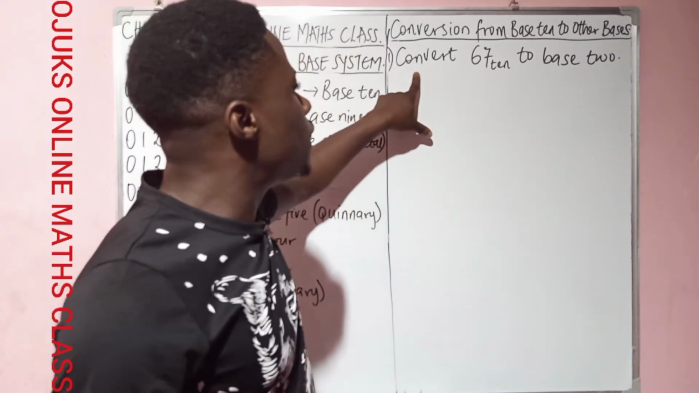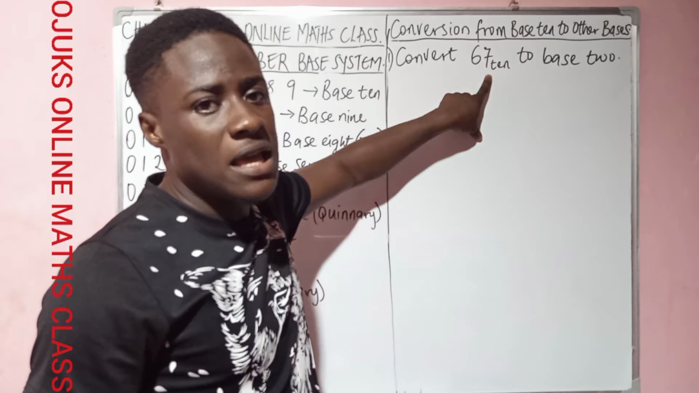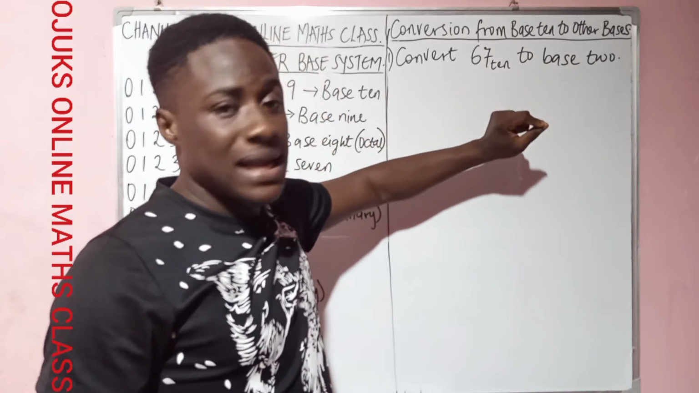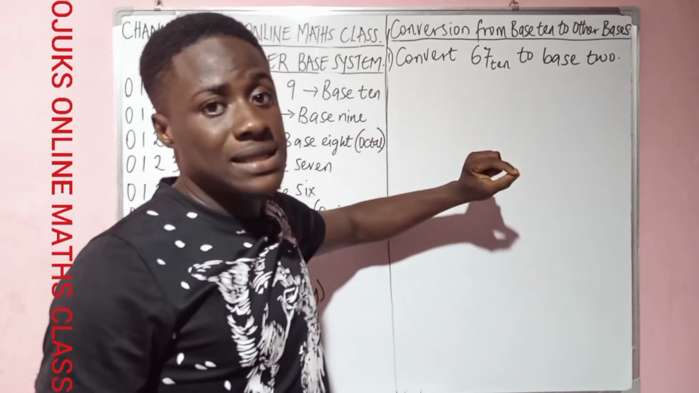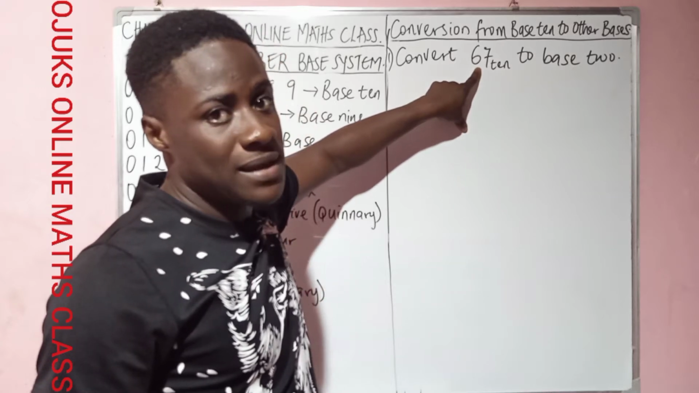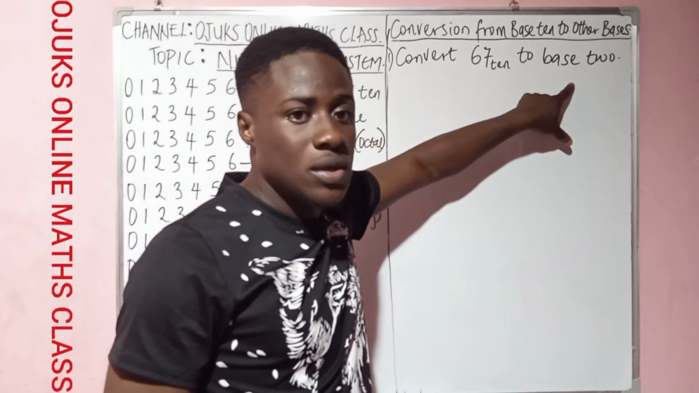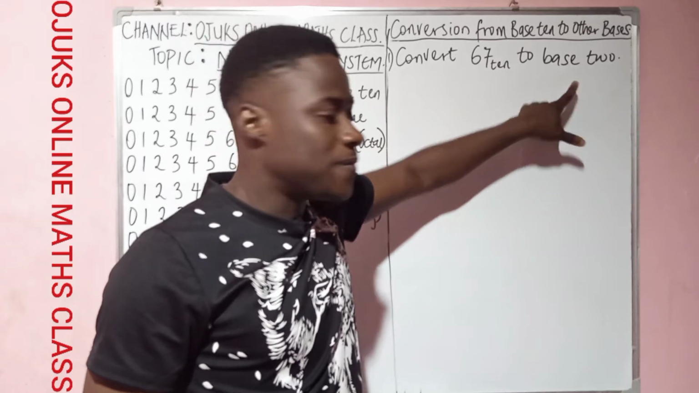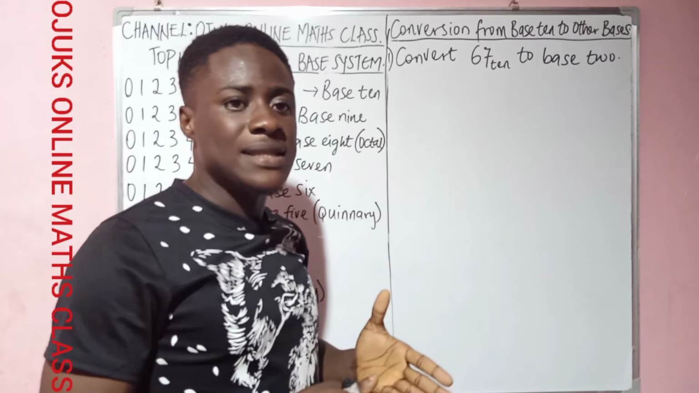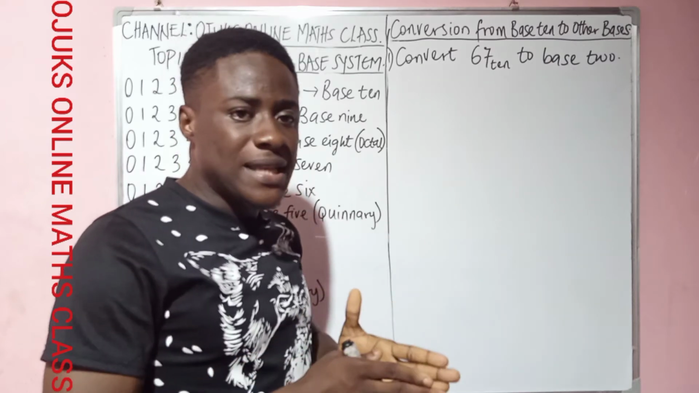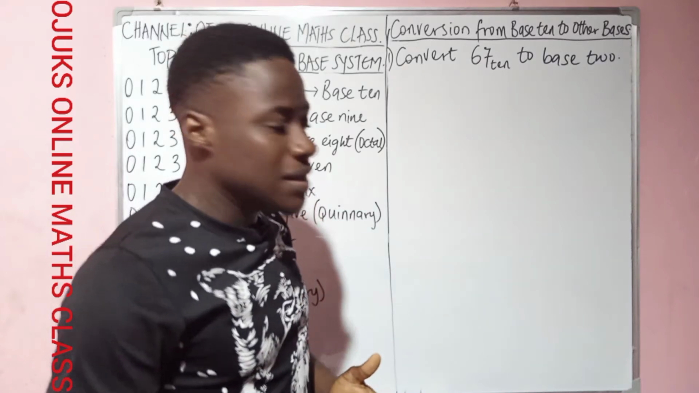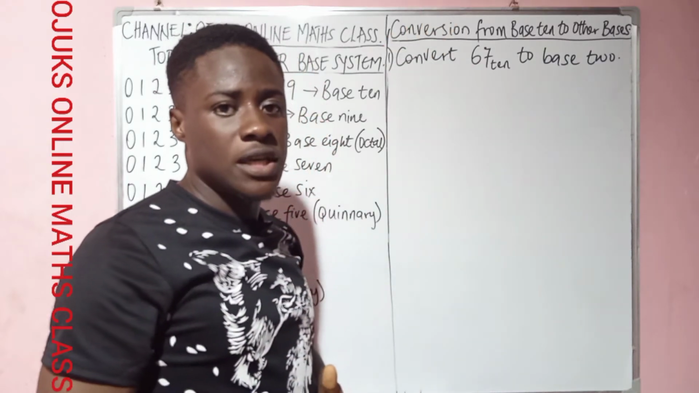First example, convert 67, a number in base 10, to base 2. Base 2 is otherwise known as the binary system. Convert the number 67, which is in base 10, to a binary number. Like I said earlier, converting numbers from base 10 to other bases simply involves repeated division, of which your results are gotten by taking your remainders from the bottom to the top.